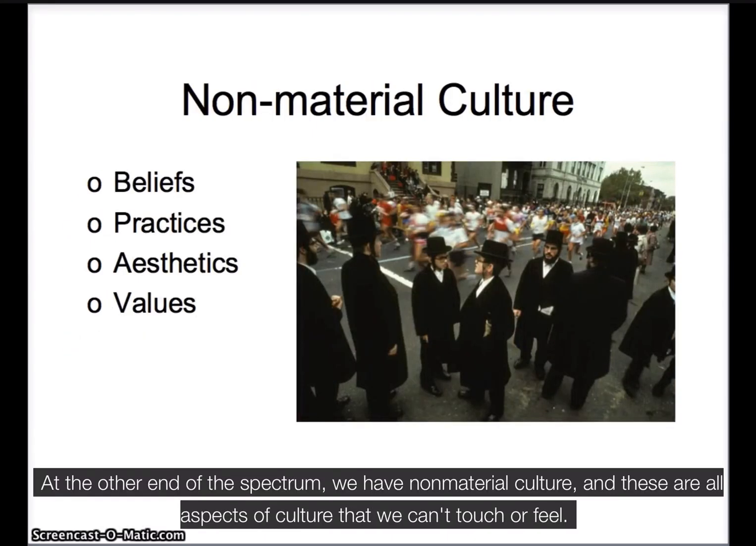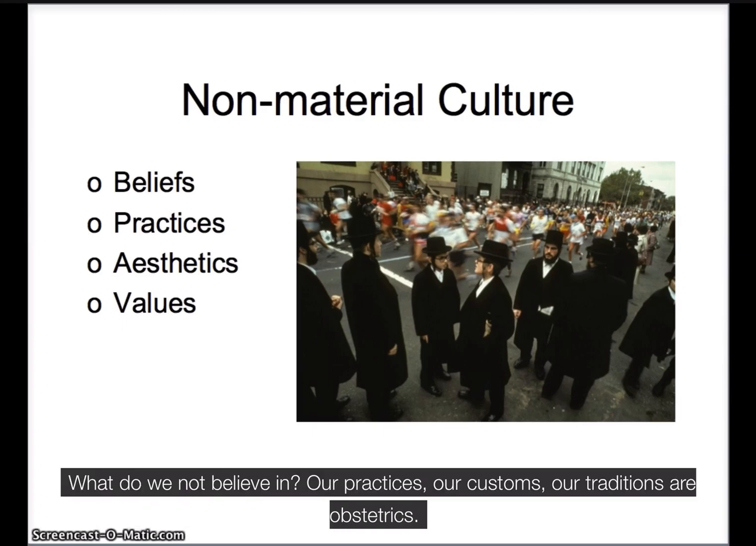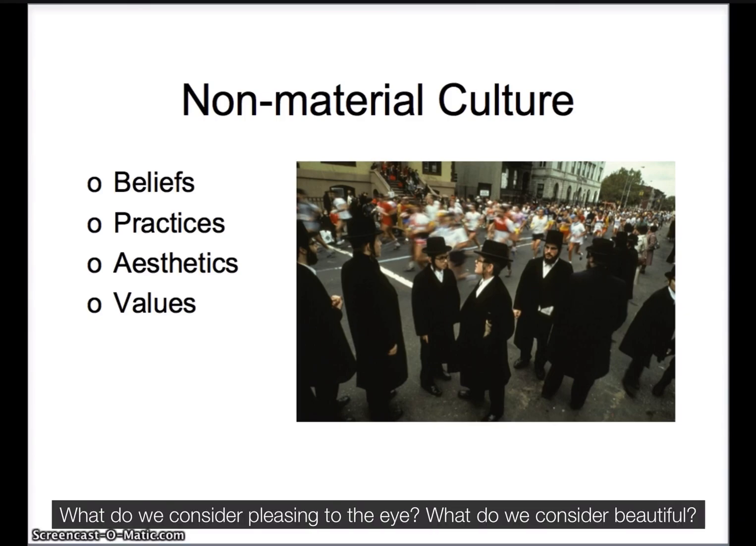At the other end of the spectrum, we have non-material culture. And these are all the aspects of culture that we can't touch or feel. So these are our belief systems. What do we believe in? What do we not believe in? Our practices, our customs, our traditions, our aesthetics. What do we consider pleasing to the eye? What do we consider beautiful?